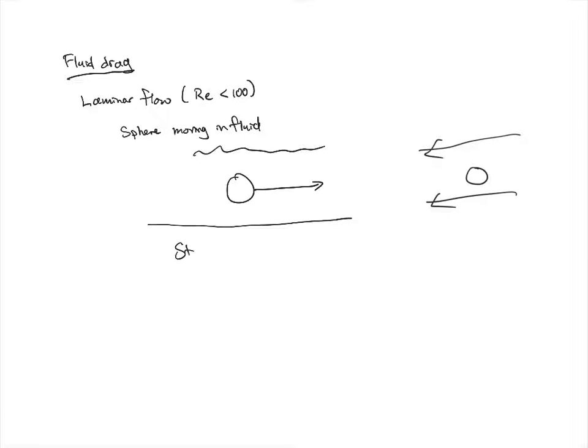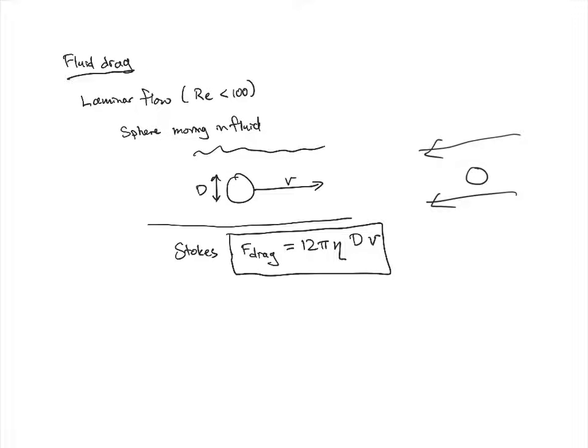So Stokes showed, and his proof is well beyond the level of our class, that the magnitude of the drag force in this case is 12 pi times the viscosity times the diameter of the sphere times the velocity. So this is the diameter and this is the velocity. So this is usually called Stokes drag, and even when you're not talking about a perfect sphere, it's often used as an approximation, but in many cases you are talking about something that is pretty darn close to a sphere.